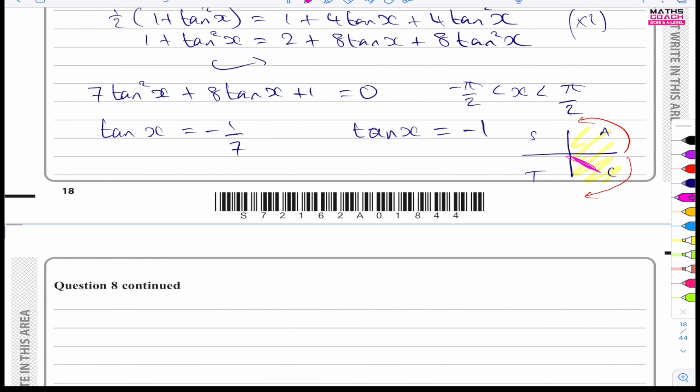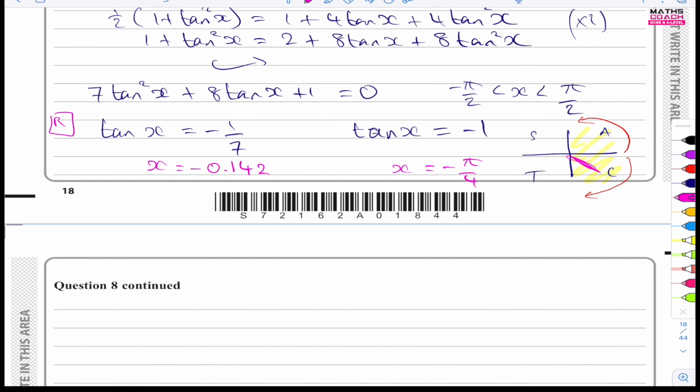When we do tan inverse on minus 1 over 7, again, make sure that you are in radian mode. We get x equals minus 0.142 to 3 significant figures, and the second one is minus pi by 4, both of which are within range.